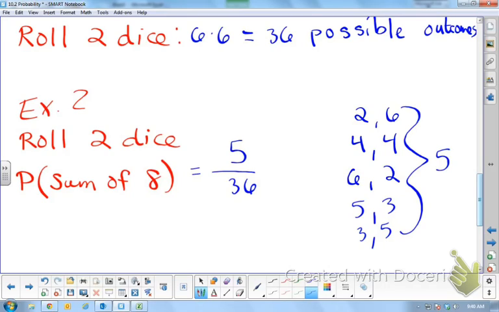That fraction, I can't reduce it any further, so we go straight to the decimal and the percent. What do we get if we do 5 divided by 36? 0.1388. I do want you to round this properly, which would give us 14%.